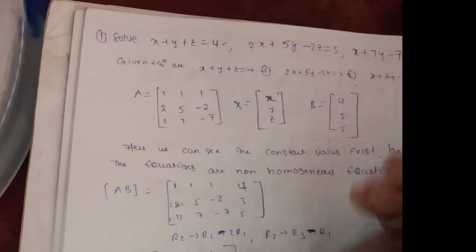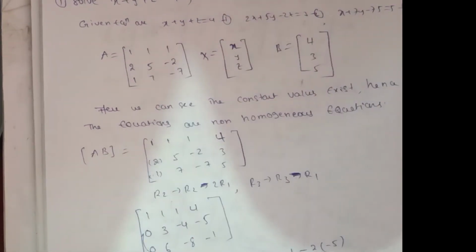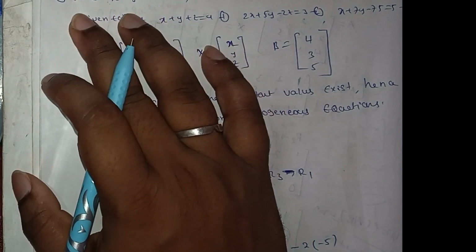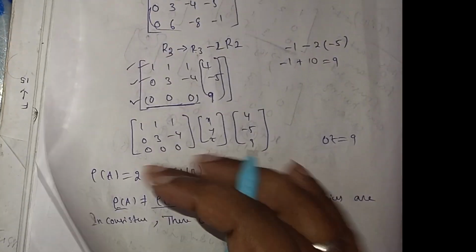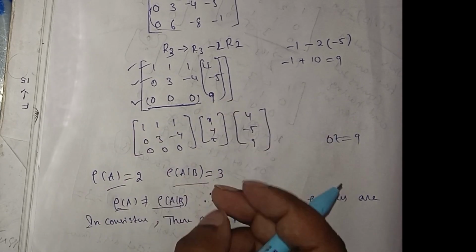See, in this problem we have solved non-homogeneous equations. I'll turn on the light. Okay, in this problem we have solved non-homogeneous equations. We got rank of A is equal to 2, rank of A by B is equal to 3.